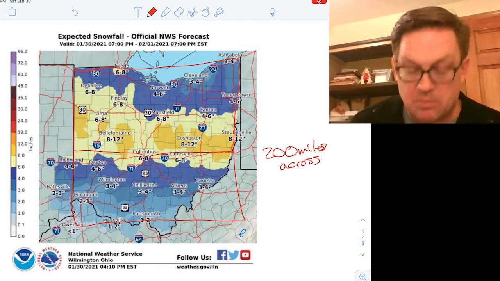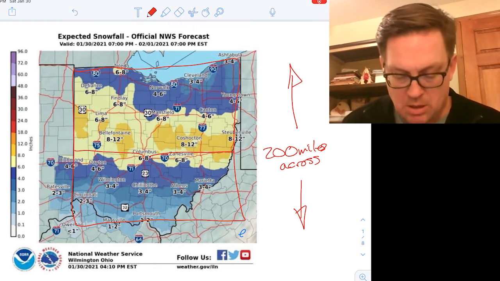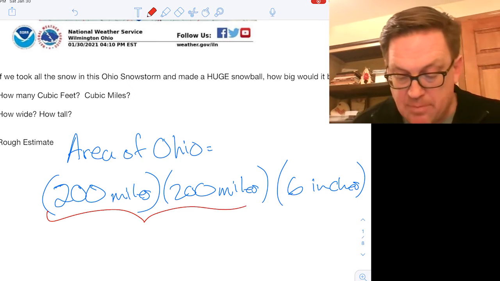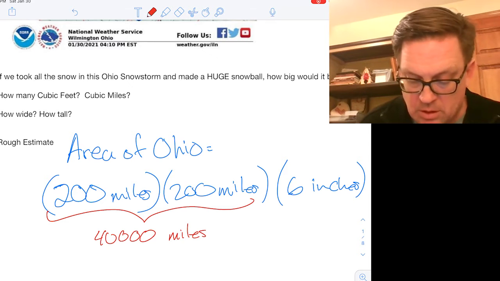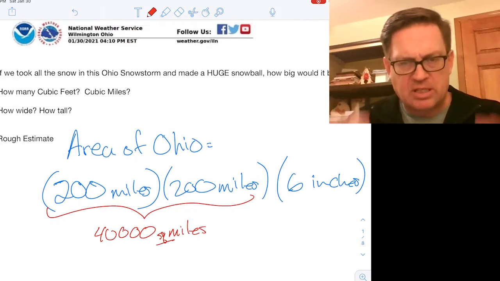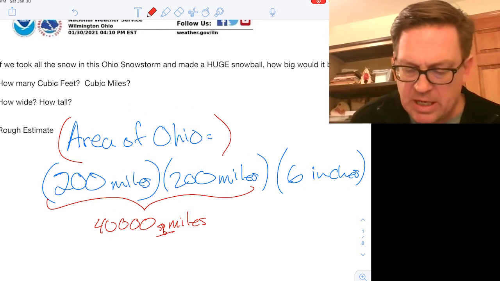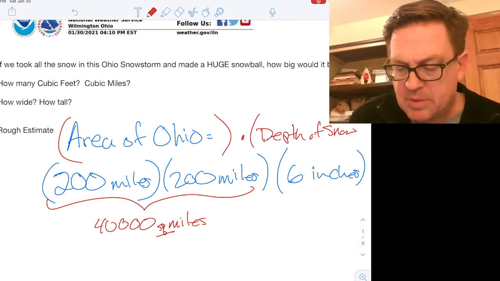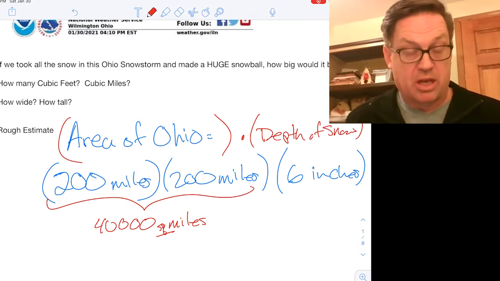So let's say it's 200 miles across and 200 miles up and down. It's a nice perfect square. So the area of Ohio is 40,000 square miles. And then we need to figure out the depth of our snow. So we have the area of the base times the depth of the snow. That's going to be our volume. Area of the base times the height is the volume of a cube.